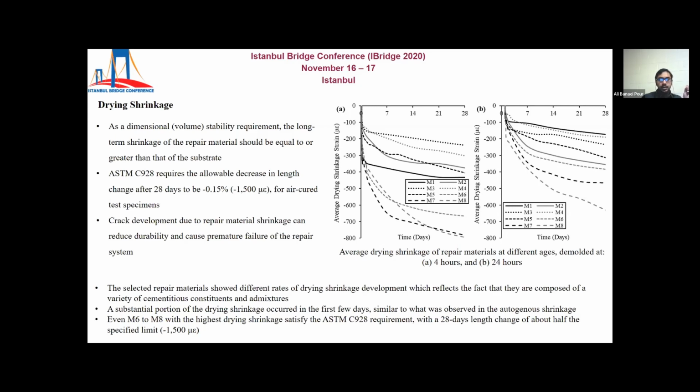The selected repair materials show different rates of drying shrinkage development, which reflects the fact that they are composed of a variety of cementitious constituents and admixtures. A substantial portion of the drying shrinkage occurred in the first few days, similar to what we observed in the autogenous shrinkage. Even for M6 to M8, with the highest drying shrinkage, these materials were able to satisfy the ASTM C928 requirements with a 28 days length change of about half the specified limit.